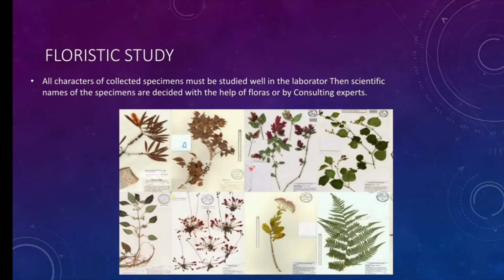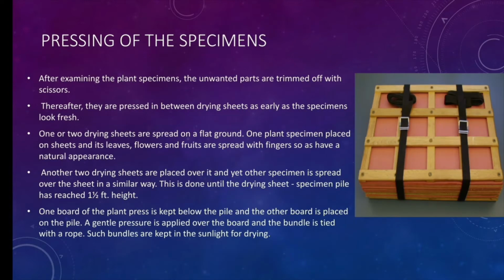The next step is pressing of the specimen. After examining the plant specimens, the unwanted parts are trimmed off with scissors. Thereafter, they are pressed between the drying sheets as early as possible while the specimen looks fresh. One or two drying sheets are spread on a flat ground and the leaves, flowers, and fruits of that species are spread with the fingers so they have a natural appearance.